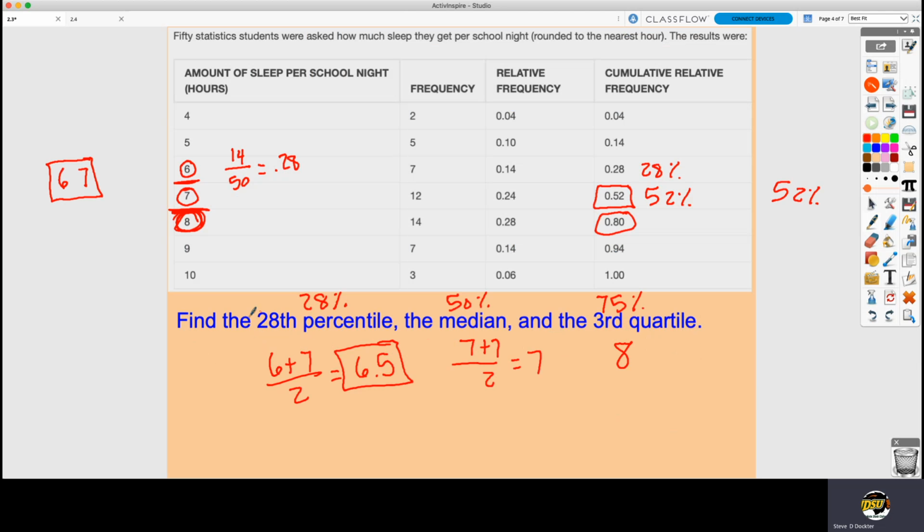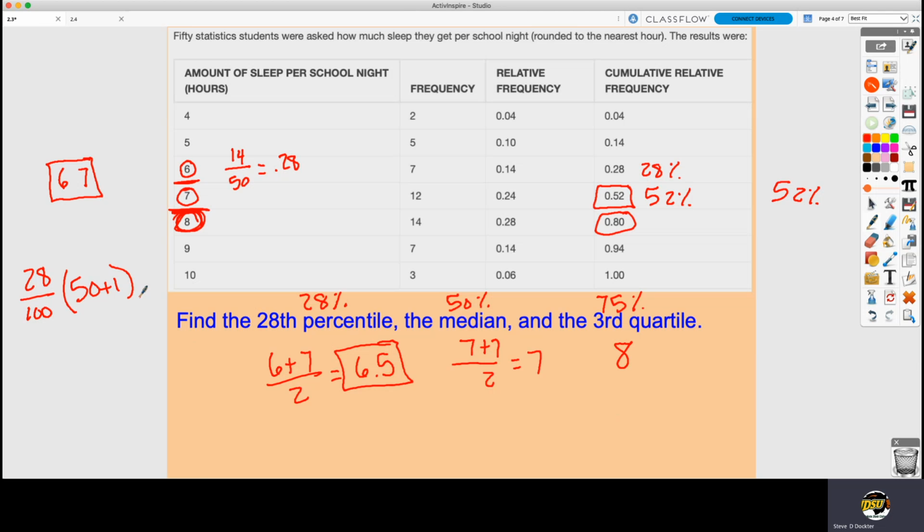All right, if we were going back to the 28th percentile, and we just threw everything into that equation there. This is how well I know it. I don't know it well enough. I know it's 28 over 100 times n plus 1, right? So it's going to be 50 plus 1 here.